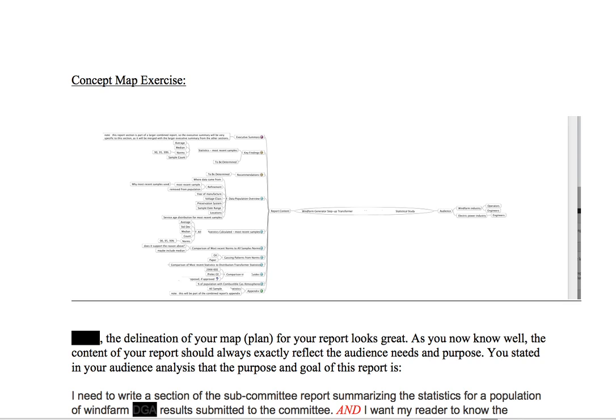So he submitted this map, and I'm going to keep it small deliberately in the interest of privacy, although it is fully redacted. But you can see that he has defined the audience, which we have done very carefully before, and the content that he plans to include in this report really matches the audience quite well.